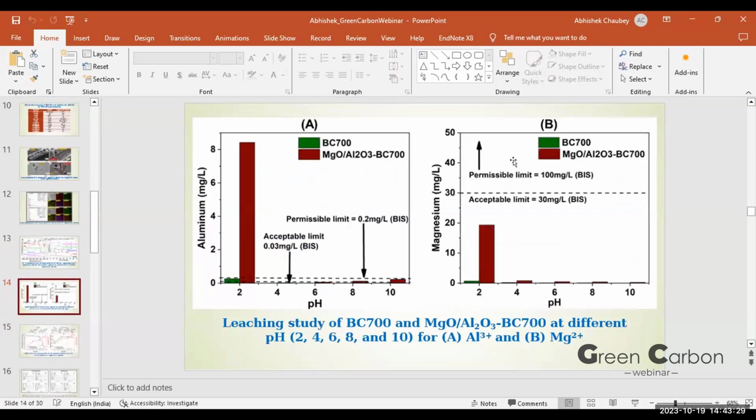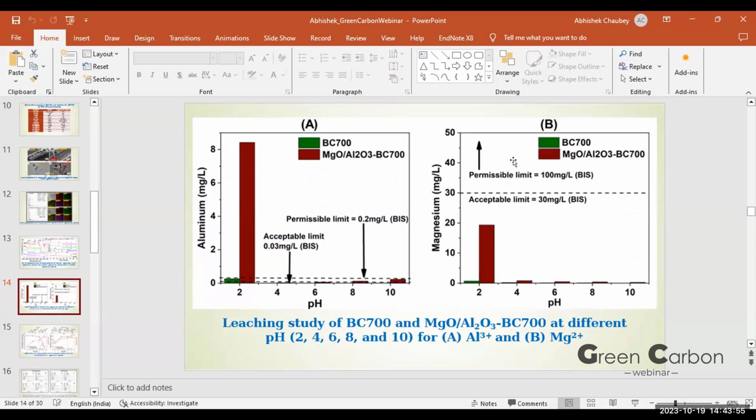After preparation of this, we had to check what we tried to do, to impregnate the biochar with the magnesium aluminum salt. So we had to check at what pH to perform a leaching test, to study whether the attached aluminum and magnesium are still there across the 2 to 10 pH range or not.